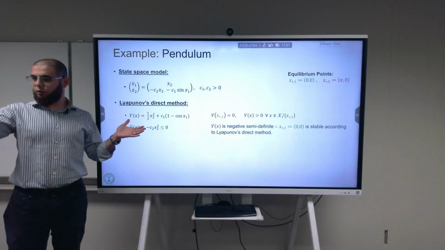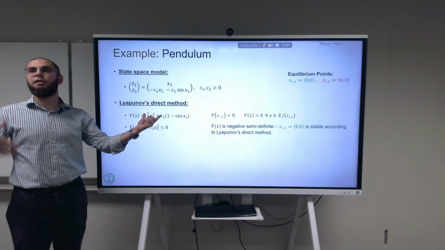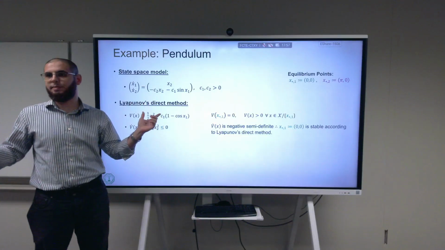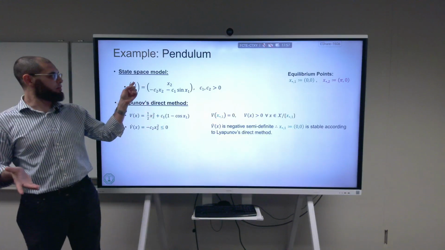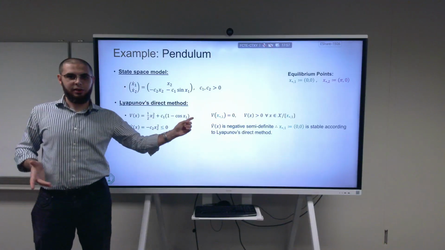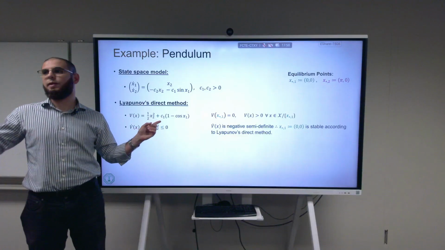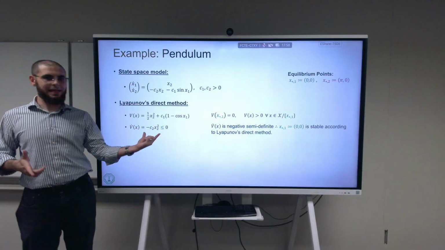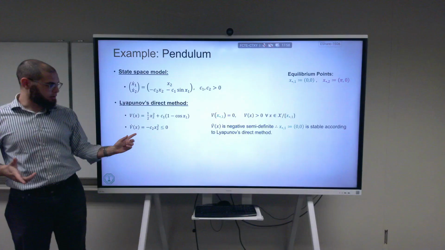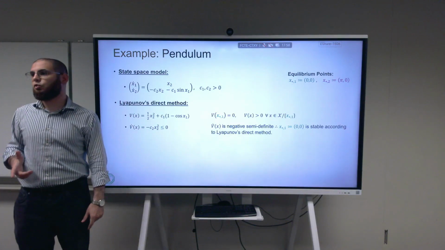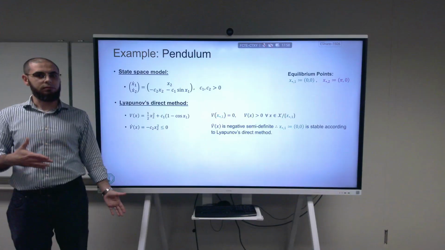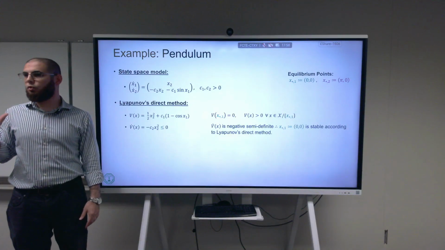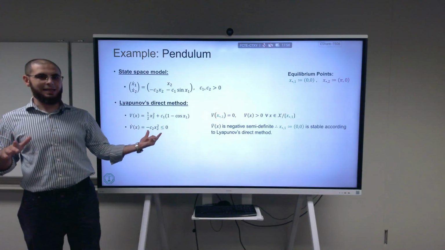Now what you need to do, you will do it in the assignment. You take this V, calculate the gradient of it, and then multiply it by x1 dot and x2 dot. So you take the partial derivative of this with respect to x1, multiply by x1 dot, which is x2, then the partial derivative of this function with respect to x2, multiply by x2 dot, and sum these two terms. You should show in the end that V dot is equal to minus c2 multiplied by x2 squared, which is negative semi-definite.